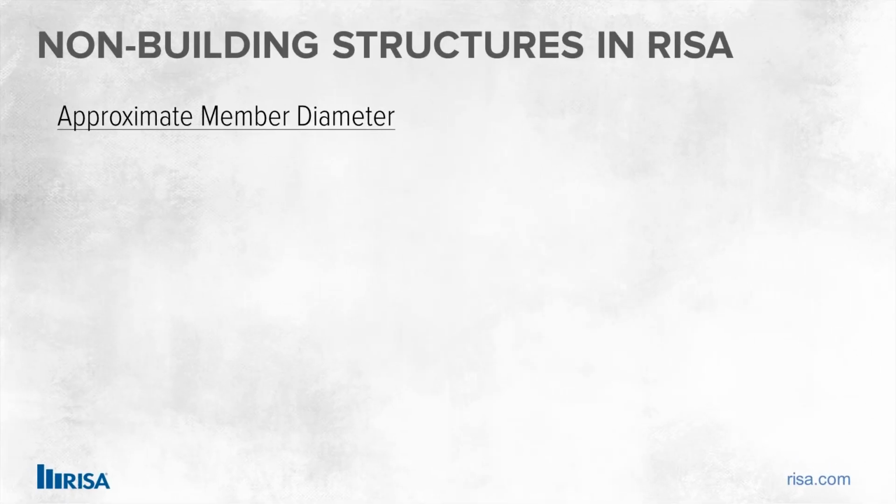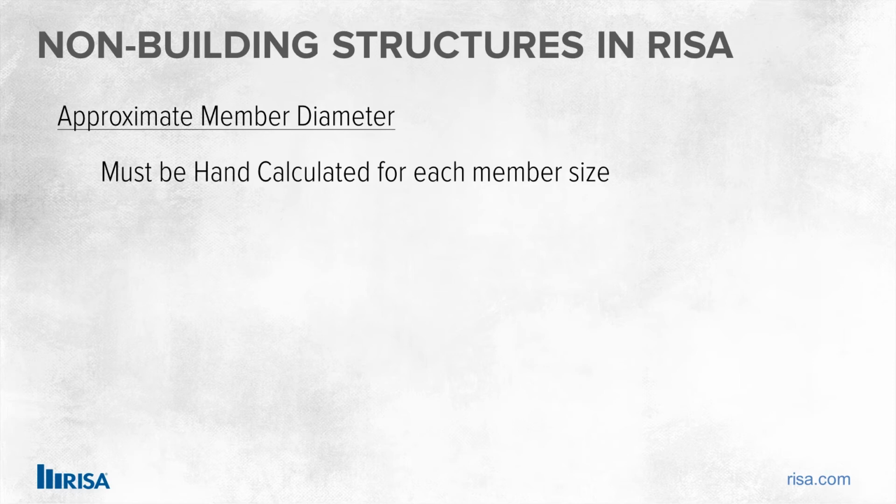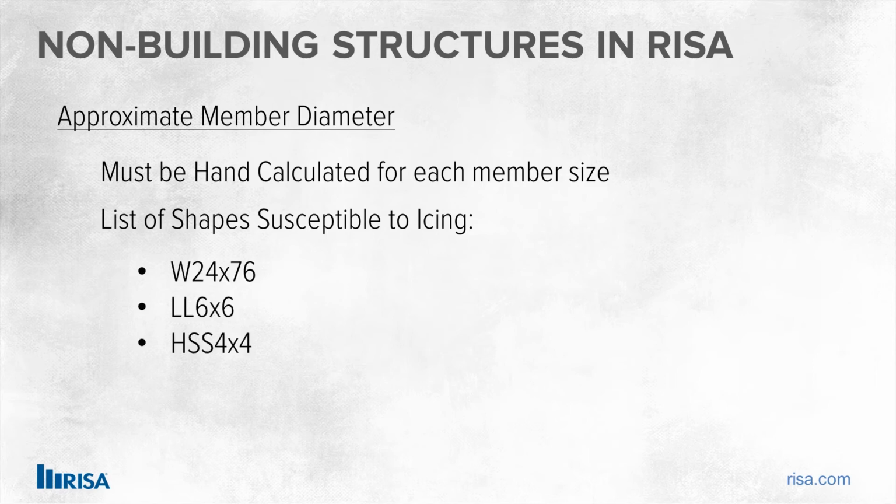Now, the important thing to consider is that when ice is on there, the size of the member won't be enough in terms of applying that load, because we actually have to consider how much bigger the member gets when we have ice on it as well. And so we're going to actually have to hand calculate the approximate size of each member for each member diameter. And so for that, we need to have a list of shapes that we have currently used in this model that are susceptible to icing.